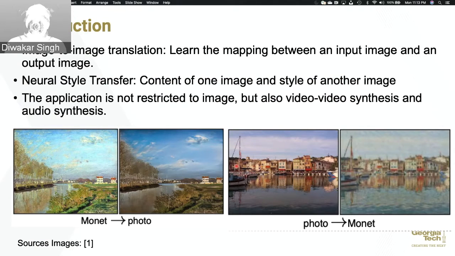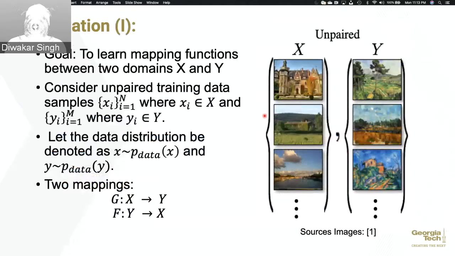So neural style transfer basically defined this problem, and the application of this is not only restricted to images, but it can also be transcended to video synthesis and audio synthesis. All right, so we have two domains X and Y, which contain a bunch of images, and we want to learn the mapping function between these two sets, and we denote this data distribution as follows. So we have mapping G from X to Y, and F is defined as the mapping from Y to X.